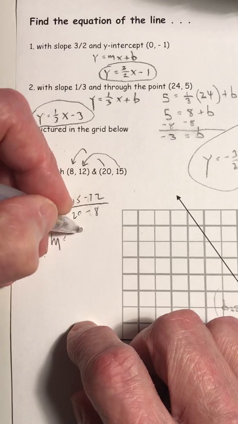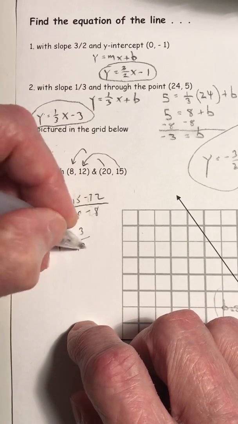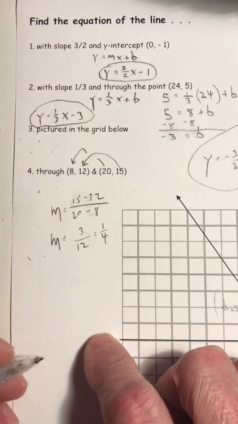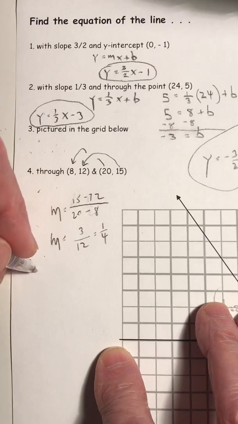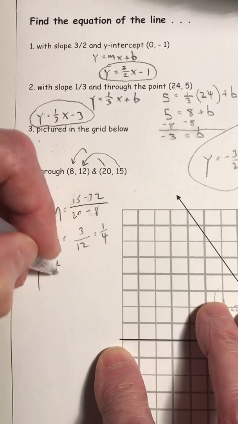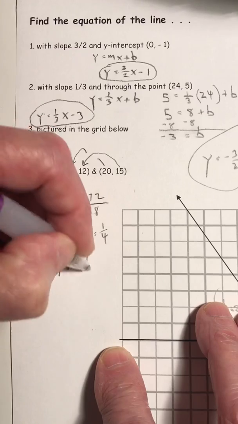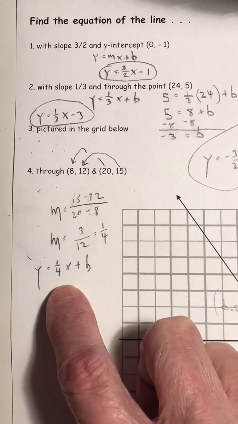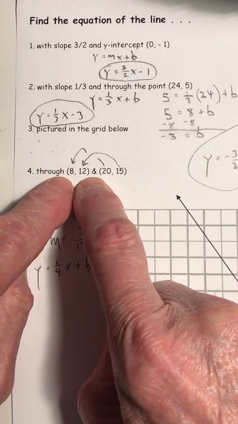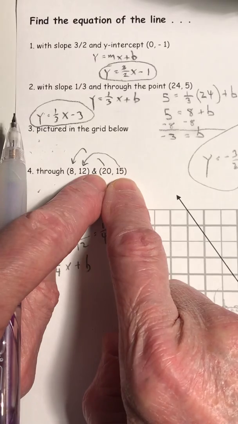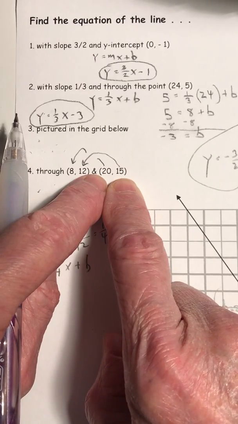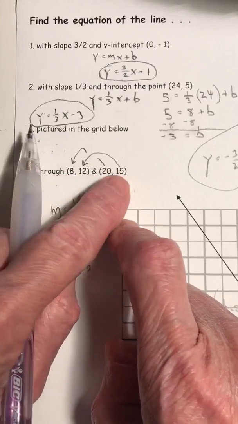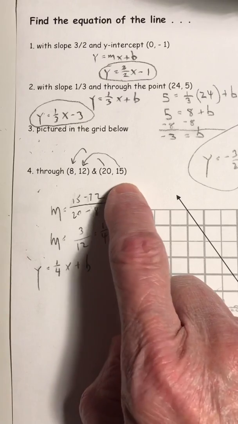So what does this come out to? 15 minus 12 is 3. 20 minus 8 is 12. 3/12 reduces to 1/4. So my answer so far is y equals 1/4 x plus b. And just like a few minutes ago, we need to plug in an x and a y and solve for b. Now, I can plug in the 8 and the 12 as a pair, or I can plug in the 20 and 15. It doesn't matter which I use, but no mixing and matching. If I use the 8, I got to use the 12. If I use the 20, I got to use the 15. So I'm going to use the 20 and 15.